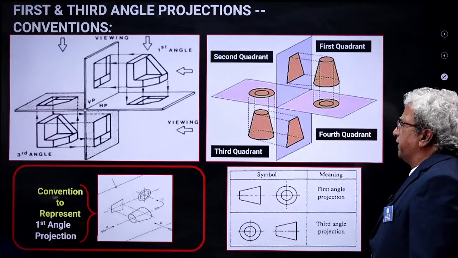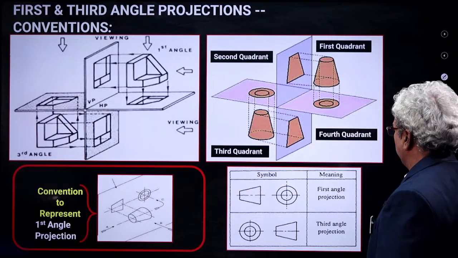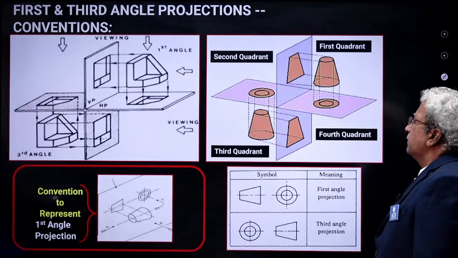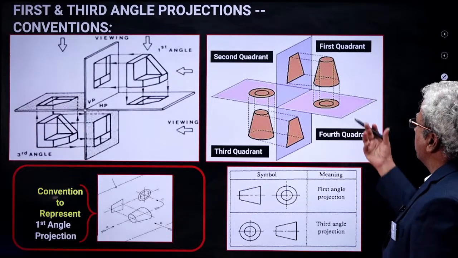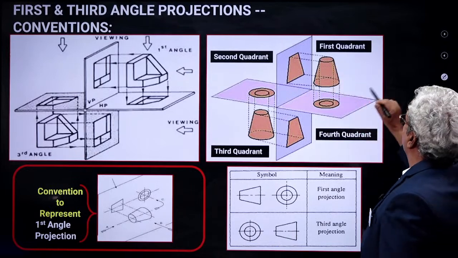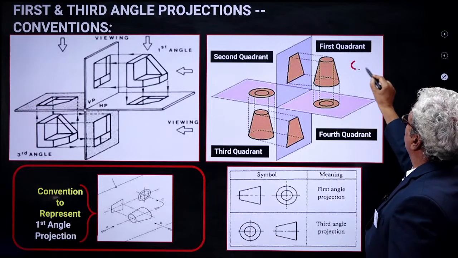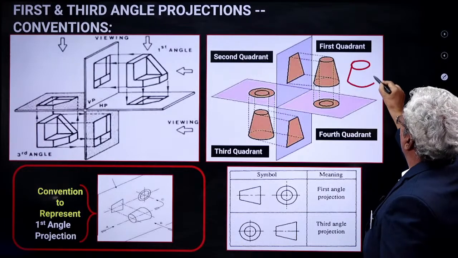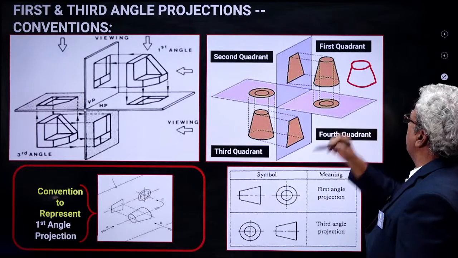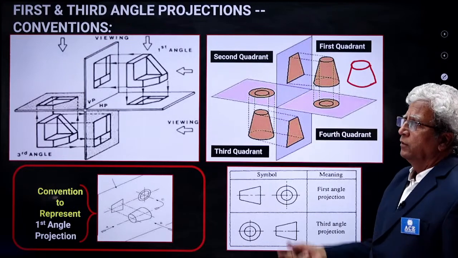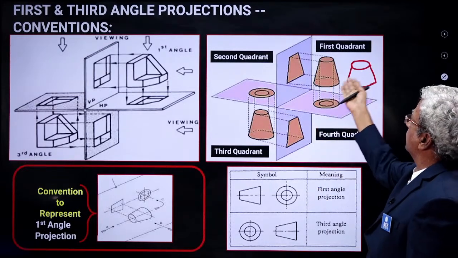One example is given here, wherein we take an object like this. What is this object? This object is a frustum of a cone, okay? A frustum of a cone with the base diameter more here.